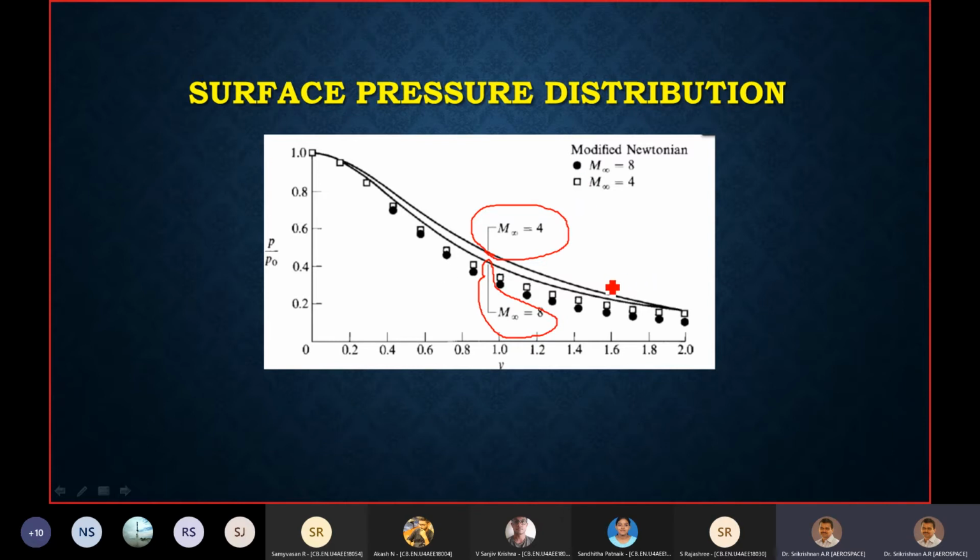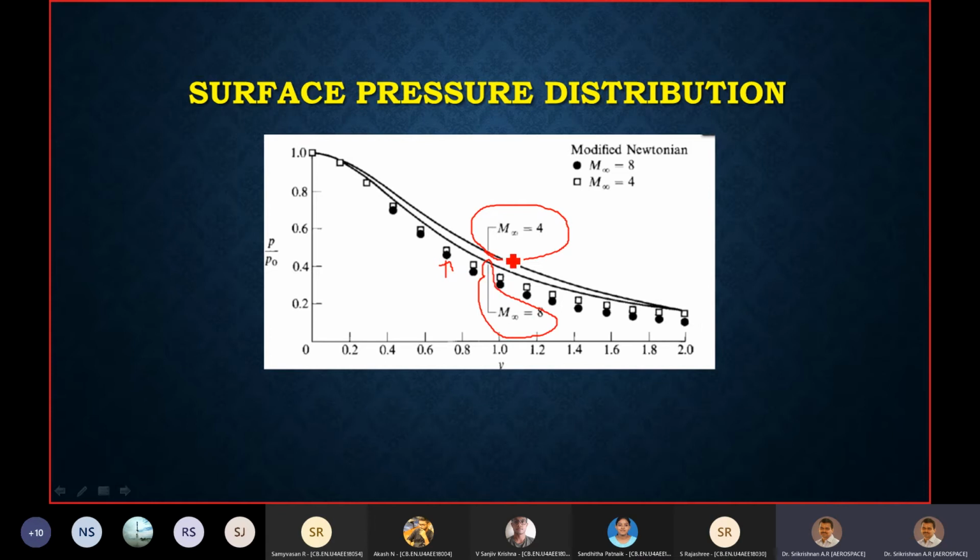I guess they are experimental. I need to confirm that, but either experimental or exact calculation. Theoretical, so the numerical. So I consider it as experimental. I need to be sure about it, but I'll check that. So these are either numerical or experimental data, which let's consider as the accurate solution for the time being. So the black dots represent the exact or accurate solution.